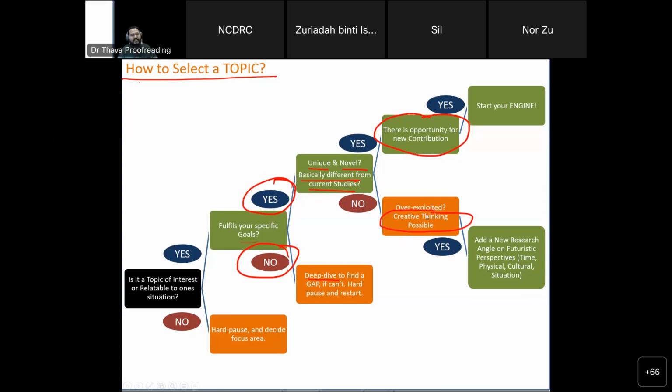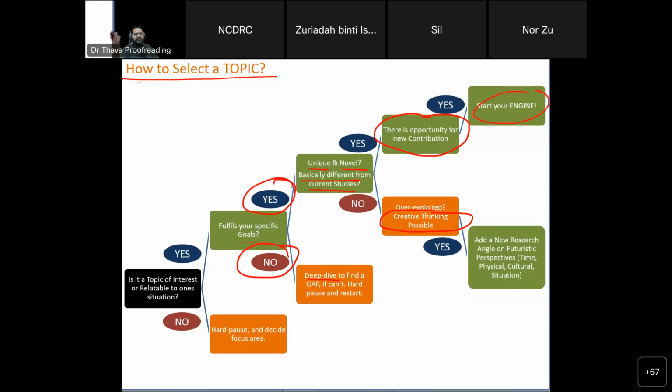Okay, creative thinking. What is creative thinking? I will explain in the next few slides. The topic will come up. I'll explain to you how to actually apply creative thinking. It's no more critical thinking. It's creative thinking. So when there is opportunity for new contribution, you know it's very clear.